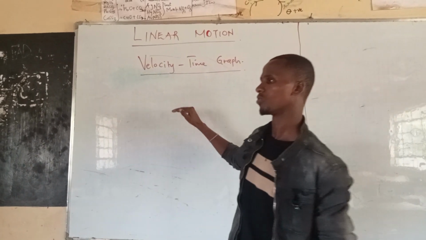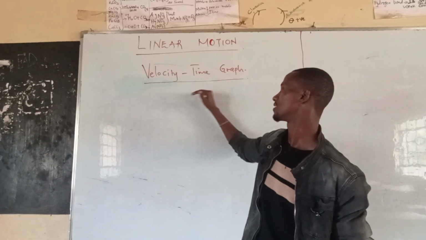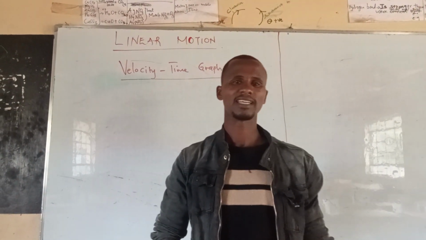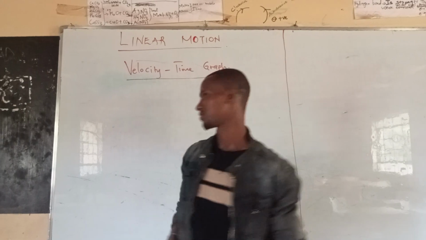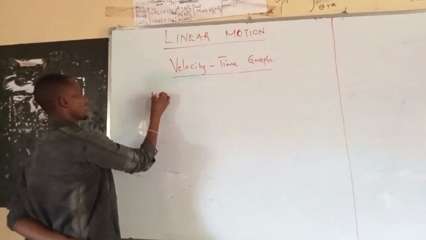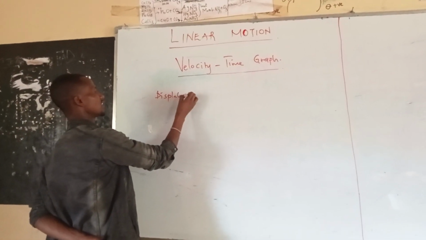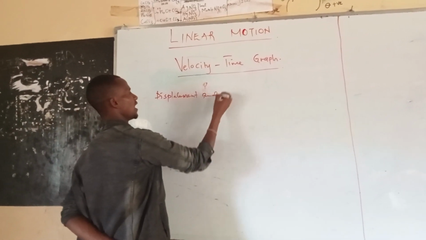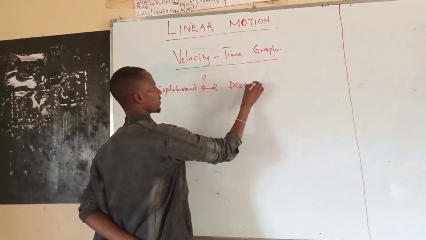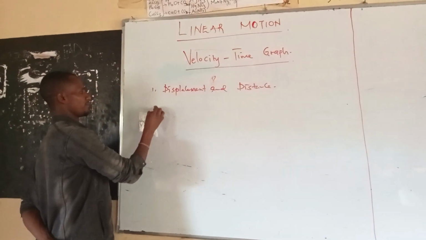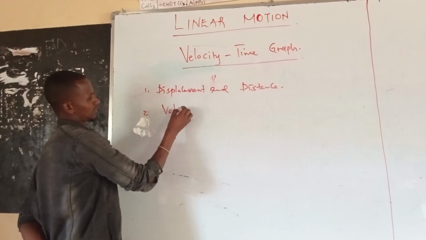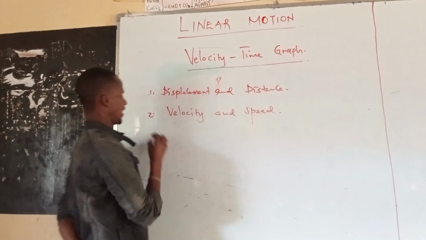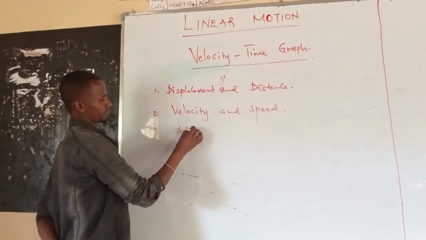So in this one now, we want to look at velocity time graph. And before we look at that, there are some concepts that we need to remind ourselves. Number one is displacement, and how it is related to distance. Number two is velocity and speed. And number three is acceleration.